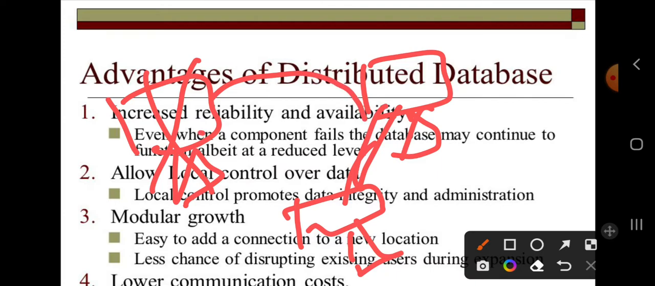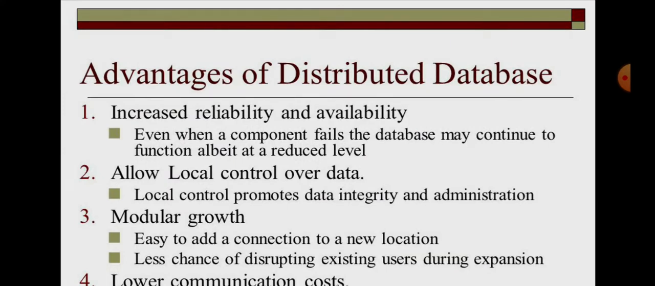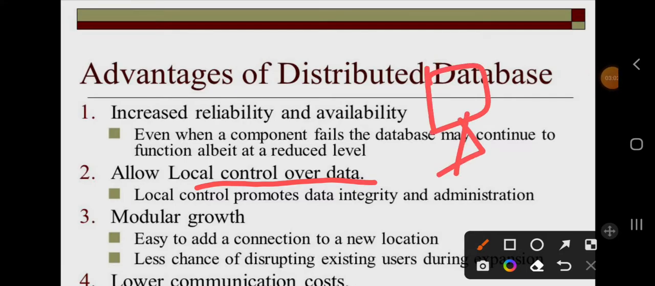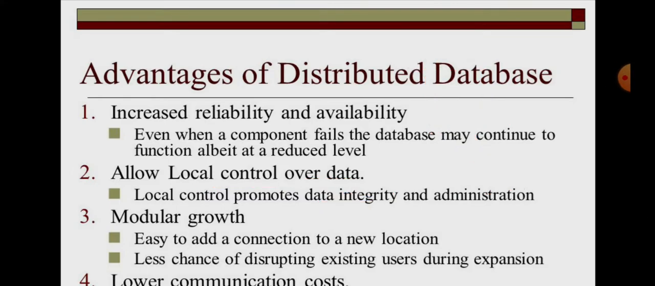It is a network where the data is shared, so even if one system has failed to provide the database, you can still work. That is the major advantage. And it provides local control over the data. Local control means every system is having its own data and it can have control over that particular data. That will provide integrity, and it will be administrating the databases, so that it will have more security towards your data. This is the second advantage.